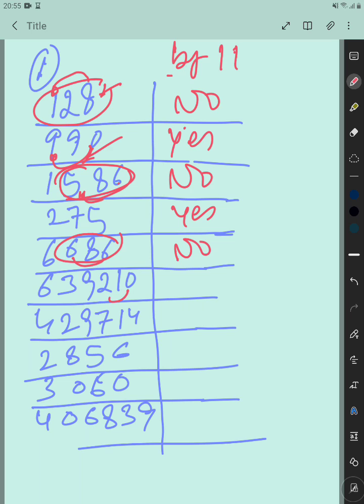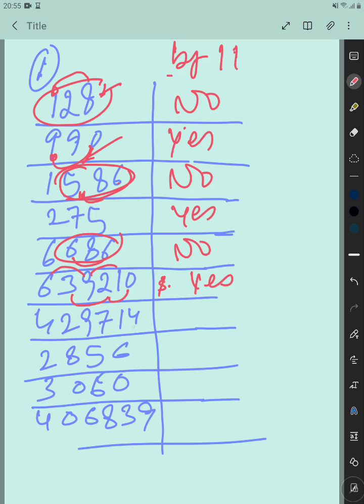Here it is 0 plus 2 is 2, then plus 3 is 5. Okay, 5, and then at even place 1 plus 9 is 10, and then 6, 16. Okay, so 16 minus 5 is 11, so it is divisible by 11, so it is also yes.